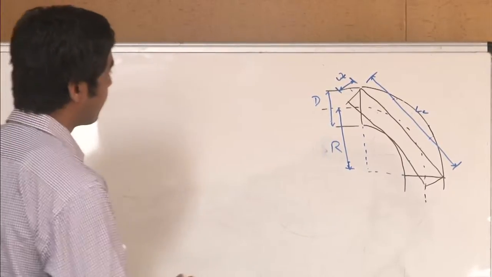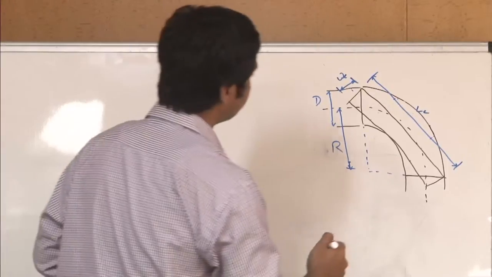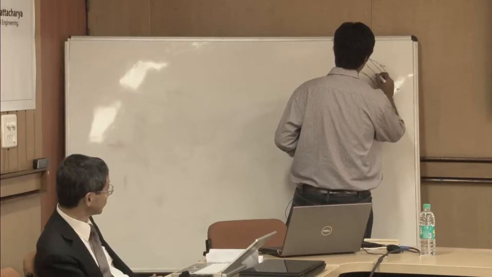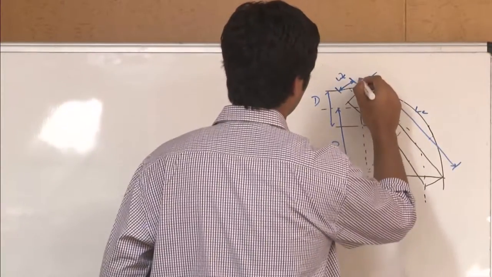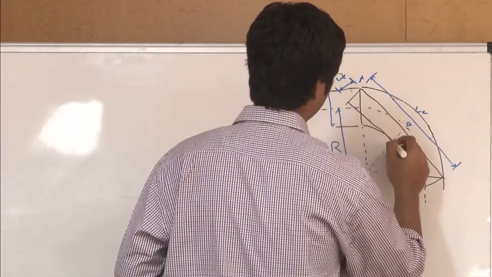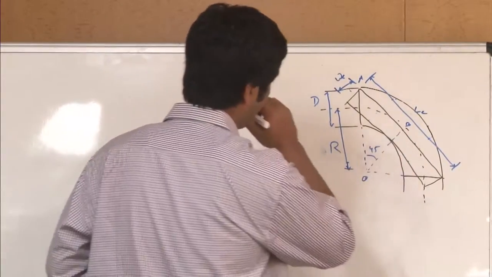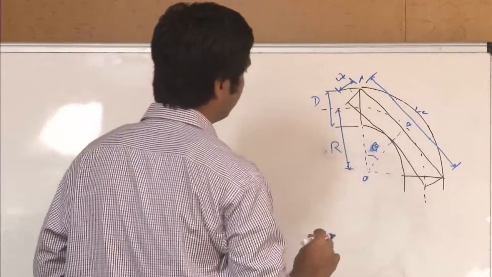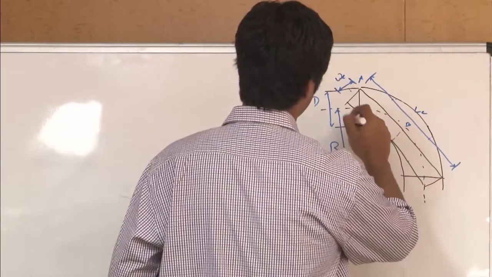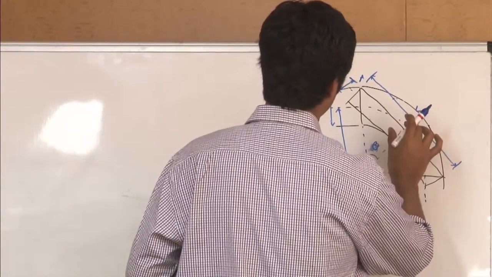Now, these are simple geometry. From geometry, we can find LC and WC. Since this angle is 90 degrees and this will be 45, or I can say theta is okay. Now, this is r plus d by 2.